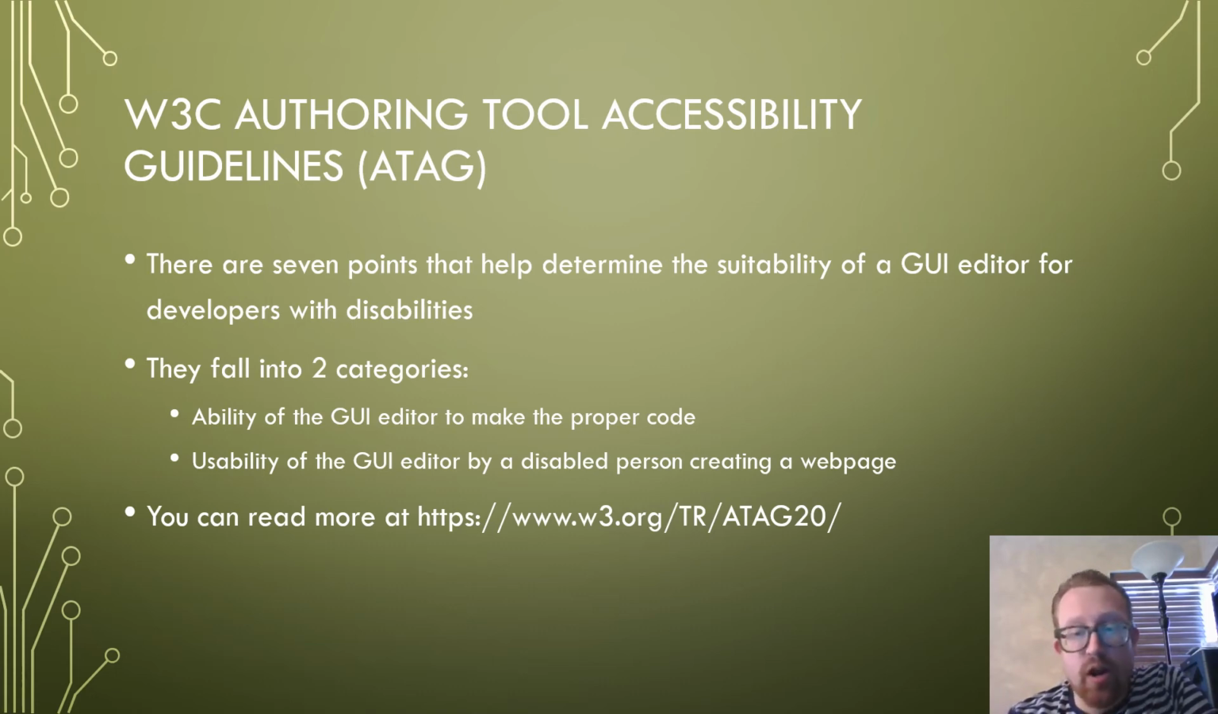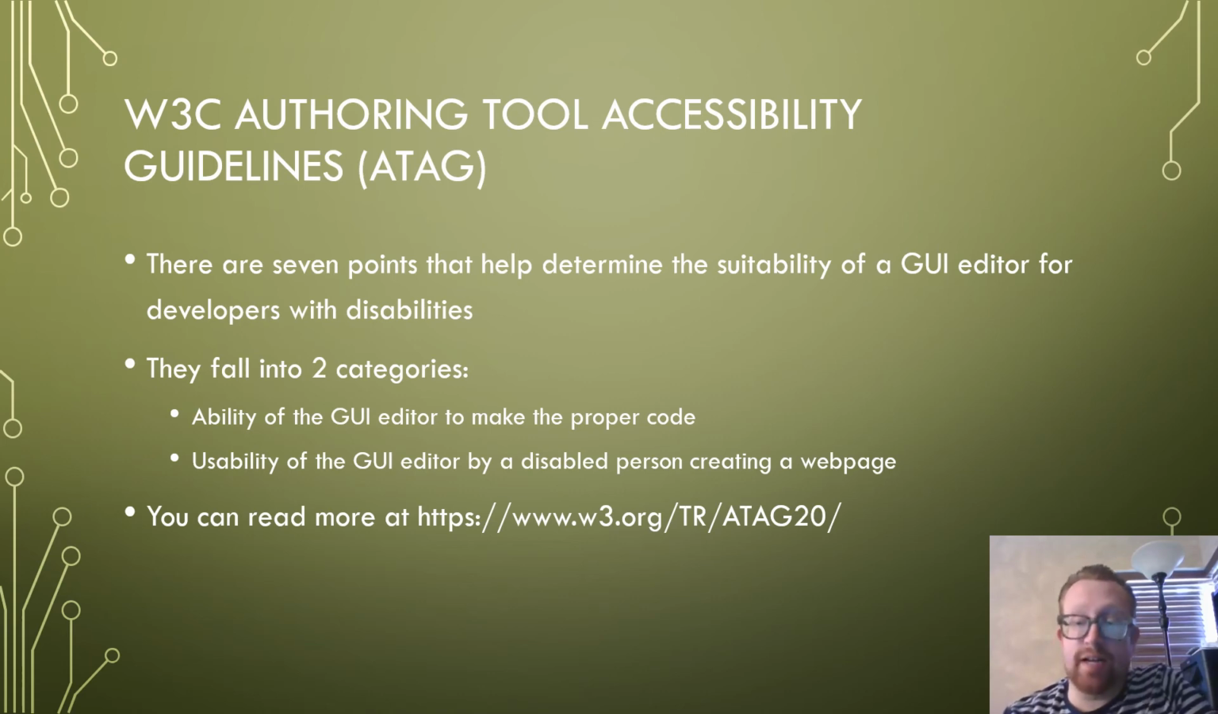Because remember, and it's a good point that this is brought up, the W3C guidelines are going to cover all websites regardless of how they are made. This is to cover people who have disabilities and who are creating web pages while using a GUI editor. There are 2 categories that these 7 points fall into: the ability of the GUI editor to make the proper code, and the usability of the GUI editor by a disabled person creating a web page.